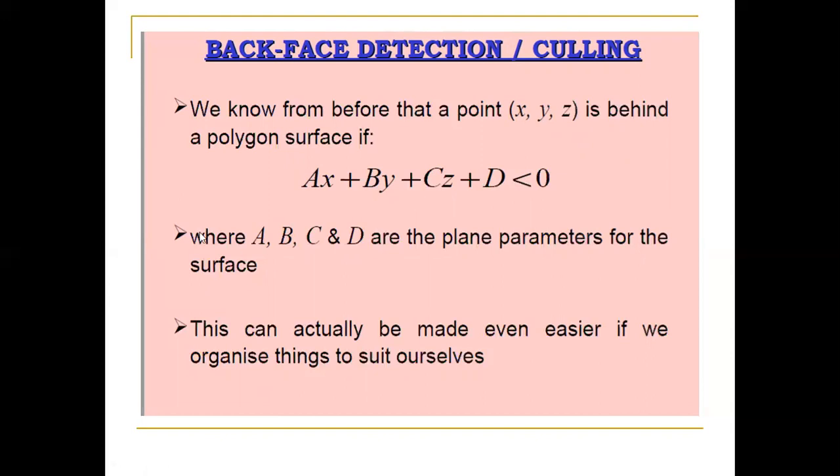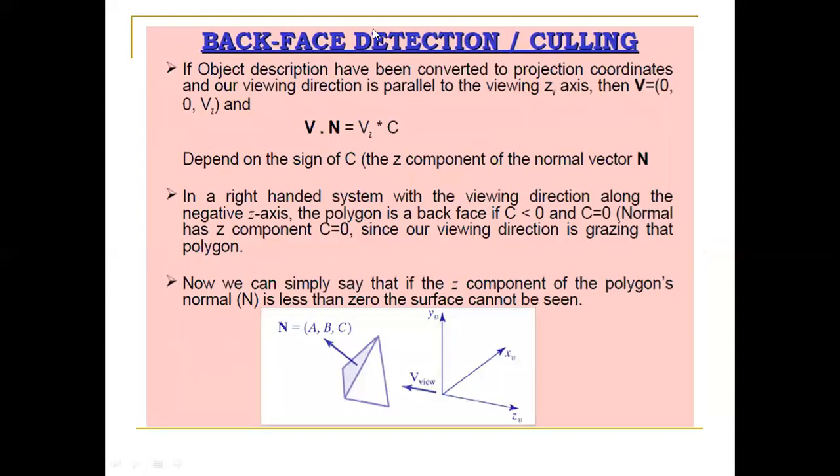By organizing things, you can see in this particular slide how the backface detection algorithm works. What we are doing here basically is, if the object description has been converted to projection coordinates and our viewing direction is parallel to the z-axis, that means I am viewing from the z-axis. Consider a 3D object here. Here I have a pyramid, which is my object. For this 3D object there are three axes: the x-axis, the y-axis, and the z-axis.